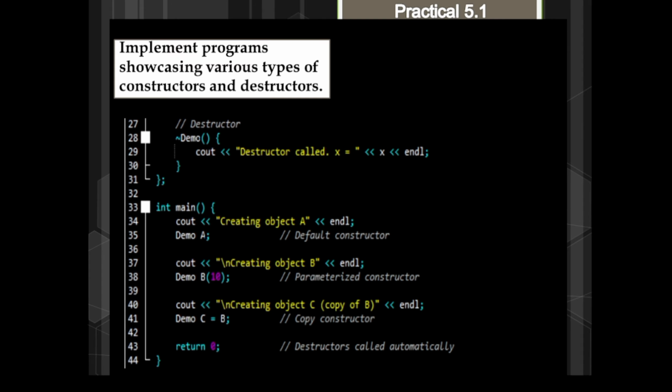It is called automatically when an object goes out of scope, which is used for cleanup activities, and it is executed in the reverse order of the object creation.